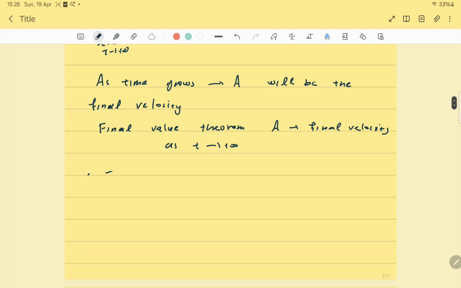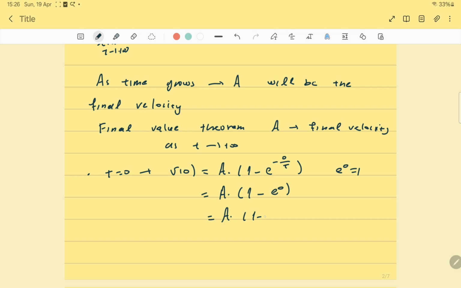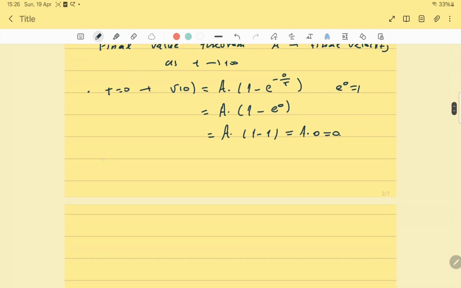Now the velocity for t equals 0 is just a substitution. We have v of 0 equals A times 1 minus e to the power of minus 0 over capital T. e to the power of 0 is going to be 1. So we have A times 1 minus 1, A times 0, so that's going to be 0. The velocity for t equals 0 is 0 meter per second.